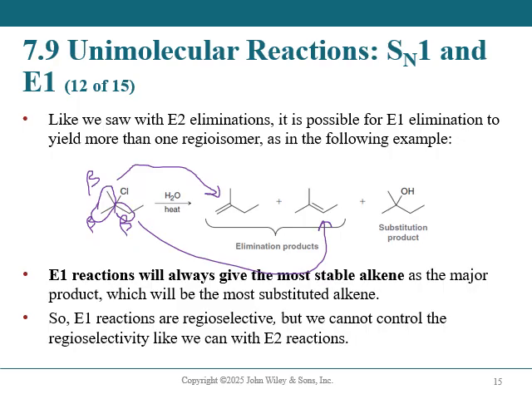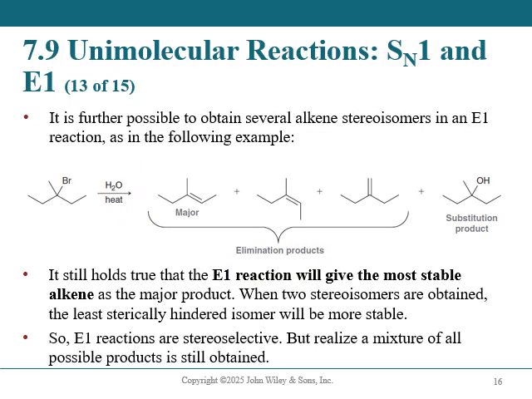In E1 reactions, you'll always see that you get the most stable alkene as the major product, which will be the most substituted alkene. In other words, this will be your major product. So E1 reactions are regioselective, but we cannot control regioselectivity like we can with E2 reactions. It is further possible to obtain several alkene stereoisomers in an E1 reaction, just like in the reaction we see here. So you can see the major products.